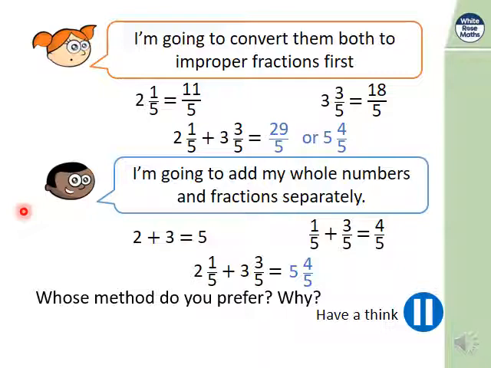Now, if I was choosing, I would definitely choose this second method. This is much, much easier. Separating the whole numbers and the fractions and working it out that way. I'm going to do it. If I was to do it, I would do it this way. And that's the way that we're going to do it in the lesson today. We're going to separate our whole numbers to work them out separately, then put them together.